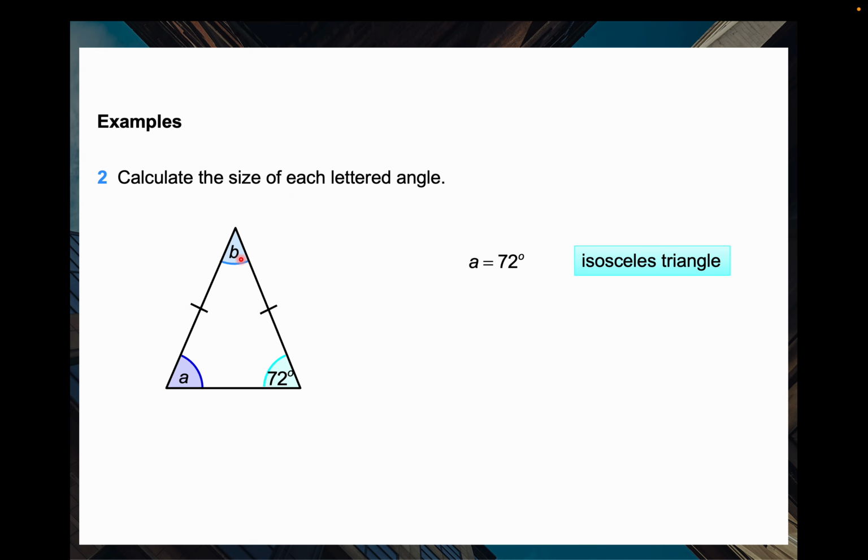We already said the sum of the interior angles of a triangle adds up to 180 degrees. So that means A plus B plus 72 will give us 180 degrees. We already know what A is, so we substitute it over here. A is 72, and 72 plus 72 will be 144. And B plus 144 equals 180. That means B will be 36 degrees. So we found A and B as they asked.